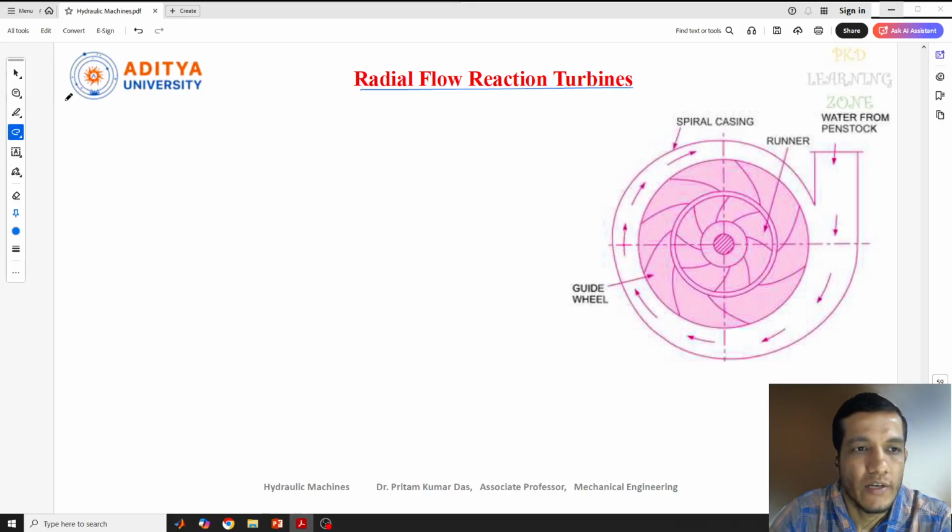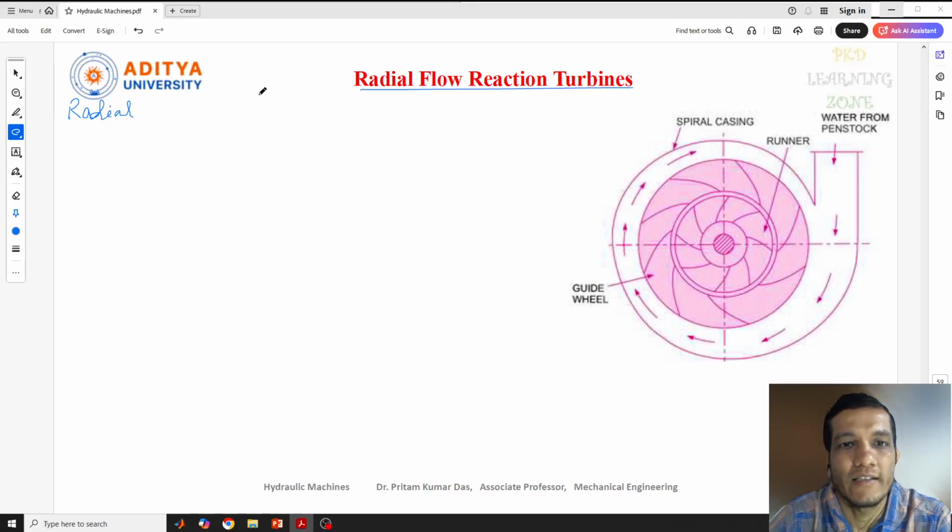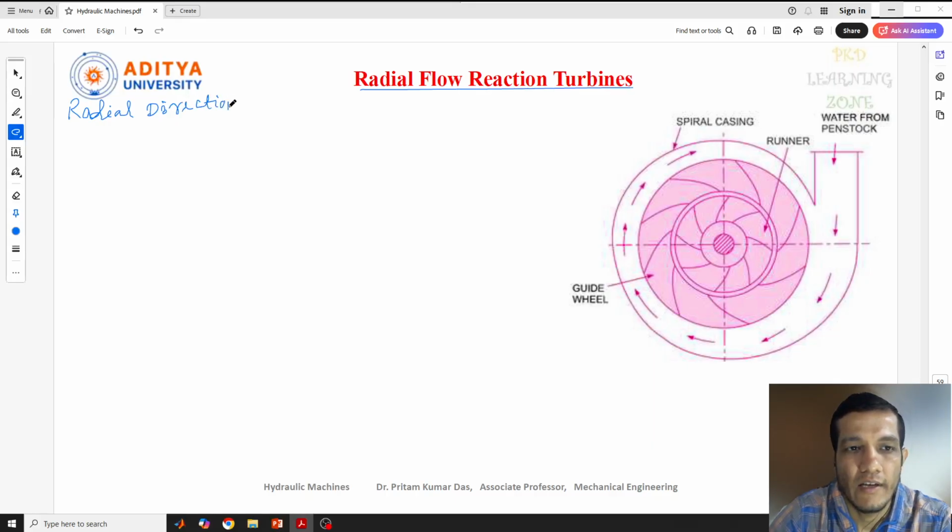First, in the radial flow turbine, the water flows in the radial directions. That's why it is called radial flow turbine. If you see, this is one example I have taken. This diagram I have taken from the book. The water comes from outside through the penstocks, goes through this turbine, and flows radially. That's why it is called radial turbine, radial flow. So the flow of the water is radial, so it is called radial directions.